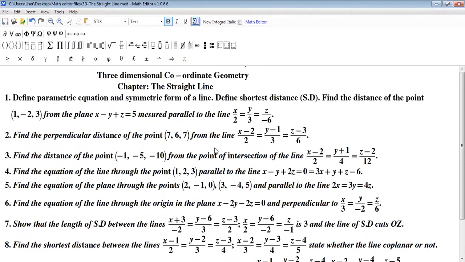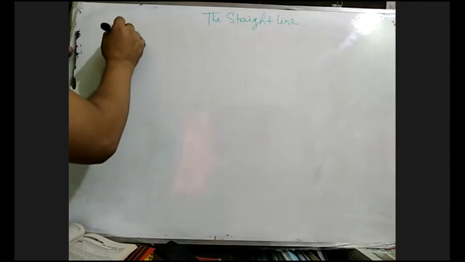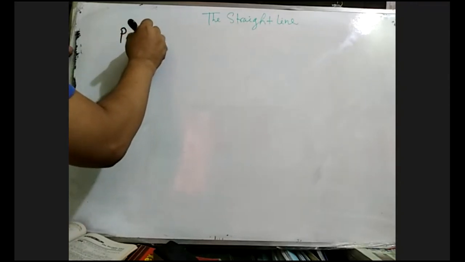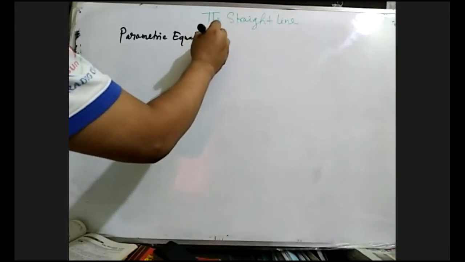Okay, first of all, we'll discuss some basic concepts of the straight line in three-dimensional geometry. In our previous lectures, we finished the first chapter, rectangular coordinates in three-dimensional geometry. Then we finished the chapter, the plane in three-dimensional geometry, and in this chapter we are studying the straight line in three-dimensional geometry, coordinate geometry. Okay, now what is the parametric equation? Parametric equation.